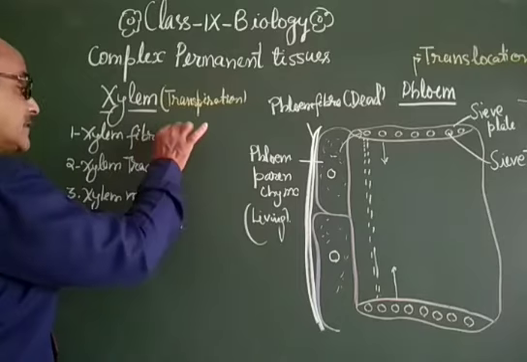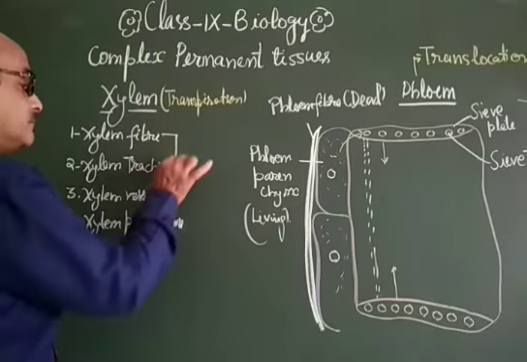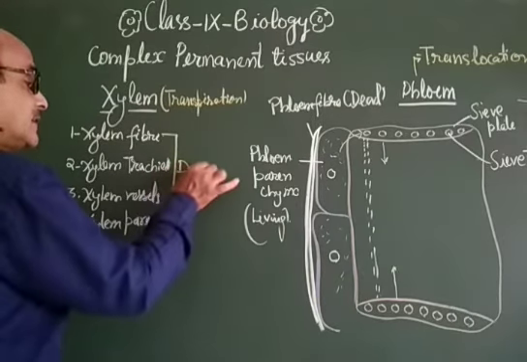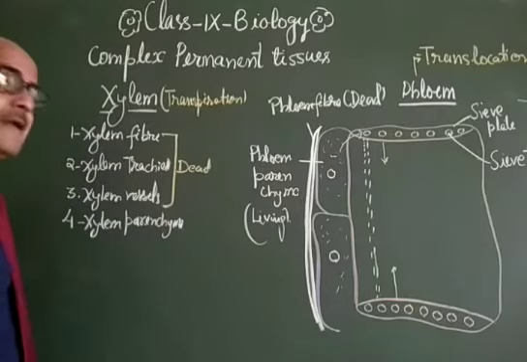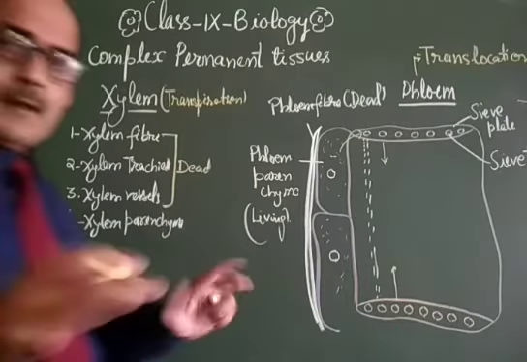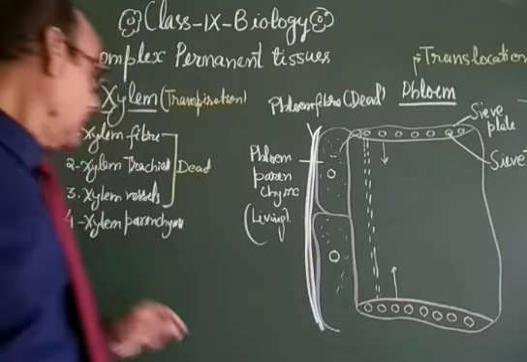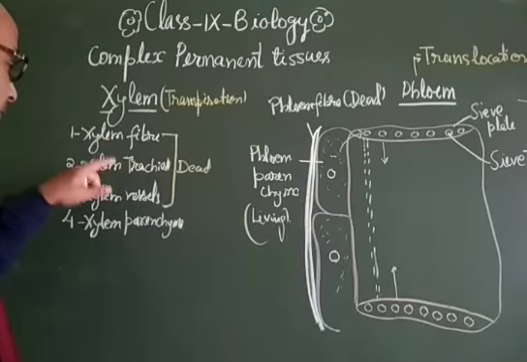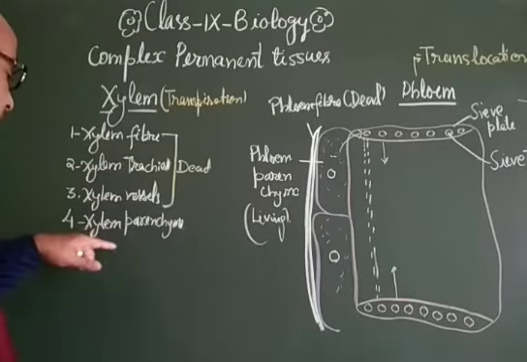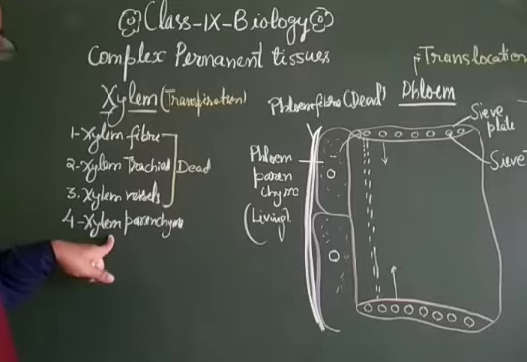Dear students, in this diagram, these three cells are dead. These three cells are dead cells, and they form the wood in the plant body. And these are the xylem fiber, xylem vessel, xylem trachea, and xylem parenchyma.